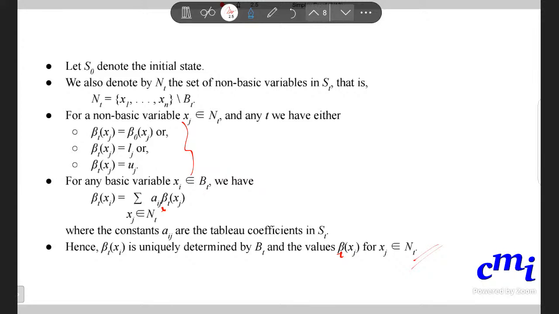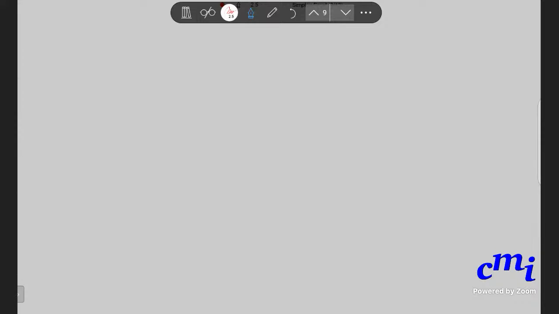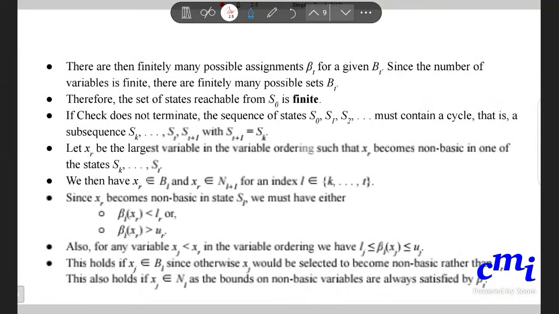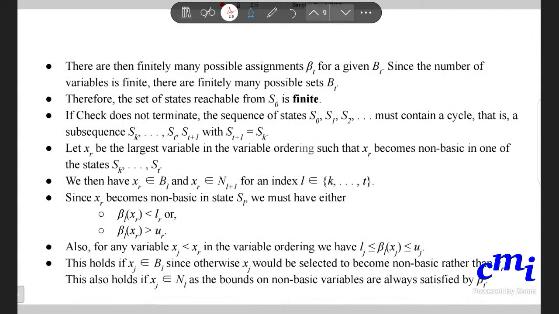So as sir pointed out, there are finitely many possible assignments beta t and a finite number of subsets of bt possible. Therefore, the set of states is finite. Now, if the set of states is finite, then the only way this procedure will not terminate is if there is a cycle. A cycle means you have a subsequence of states sk to st plus 1 with st plus 1 equal to sk. Now we'll try to prove that this is not possible.